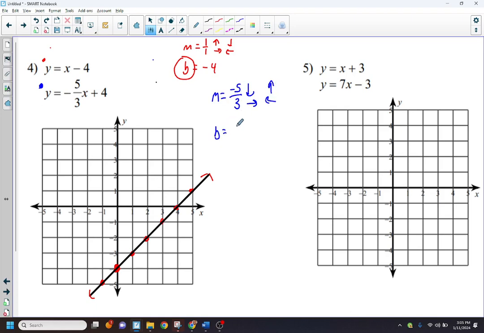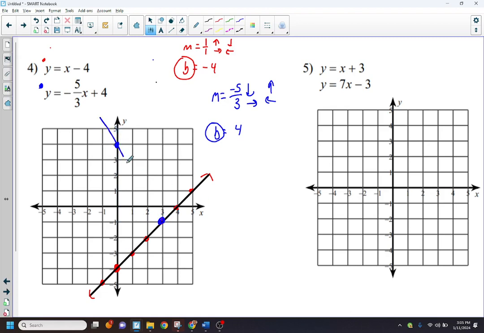And b is positive 4. Which means, since b is positive 4, I start at positive 4. I'm going to go down 5: 1, 2, 3, 4, 5. And then right 3: 1, 2, 3. That's where your answer is.